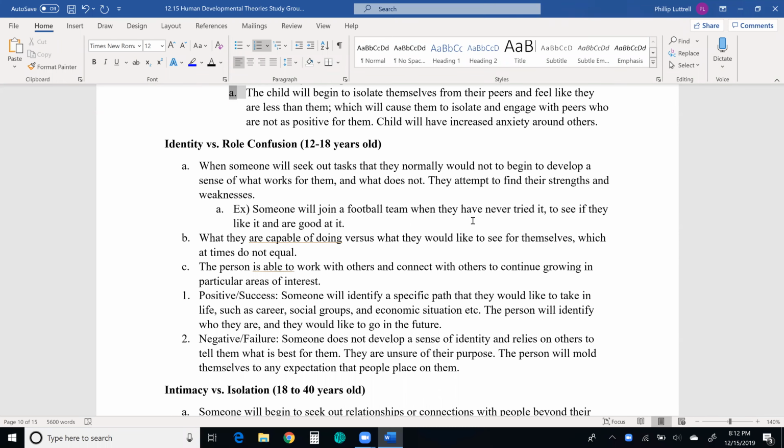So the person will mold themselves to any expectation that people place on them. So kind of chameleoning yourself into different environments just for the sole fact that you want to be accepted in some way. So you're confused about the identity that you want to have, and it's all about being accepted by other people at this point.